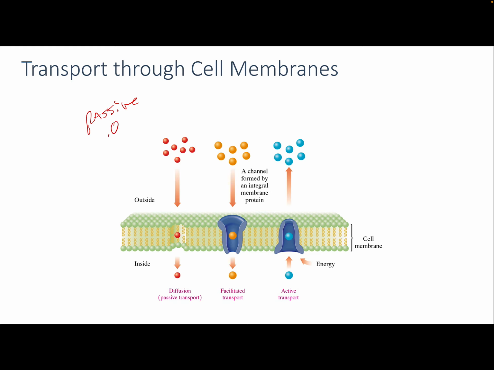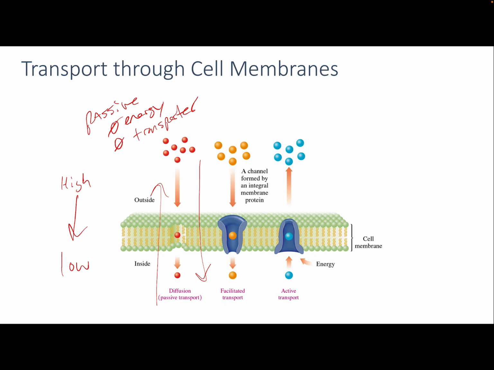No energy. It also requires no special transporter. So there are some things that can move in and out of the cell, and they only flow in one direction. They flow from high to low concentration. So that could be high on the outside, low on the inside, so it would flow in. But it could also be the opposite. It could be high inside, low outside, so it would flow out. But this would be passive transport, and it's just diffusion. Diffusion across the membrane from high concentration to low.